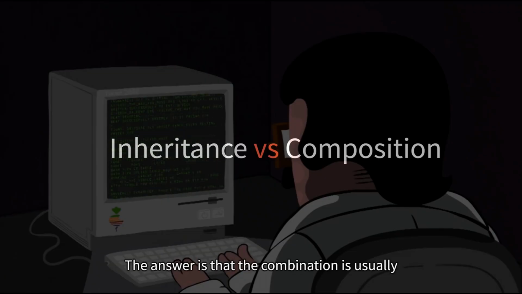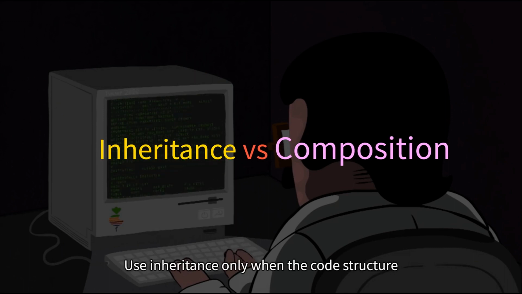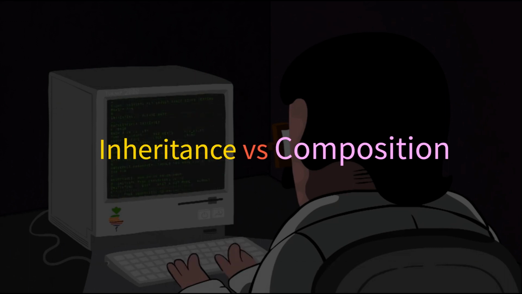The answer is that composition is usually used. Use inheritance only when the code structure closely matches the inheritance relationship.